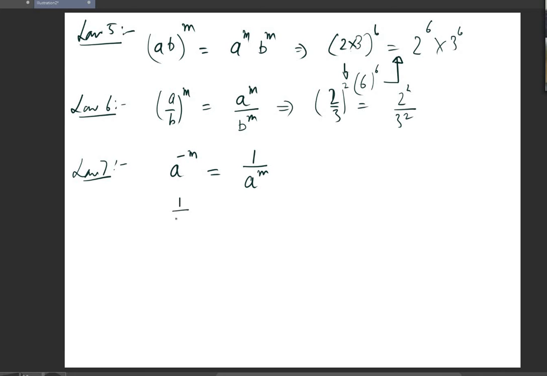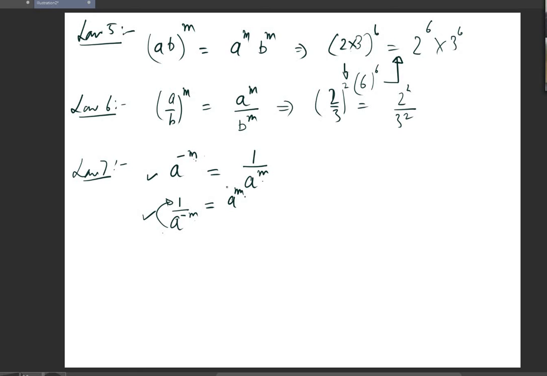So 1 over a raised to the power of negative m becomes a raised to the power of m. You see the difference here. From denominator, this moves to numerator, and the power changes its sign. From denominator to numerator, from numerator to denominator, the power changes its sign. Whenever you flip the exponential itself, the signs reverse.